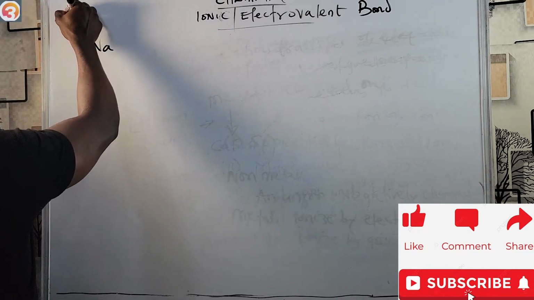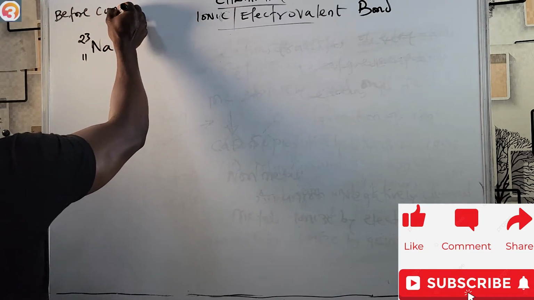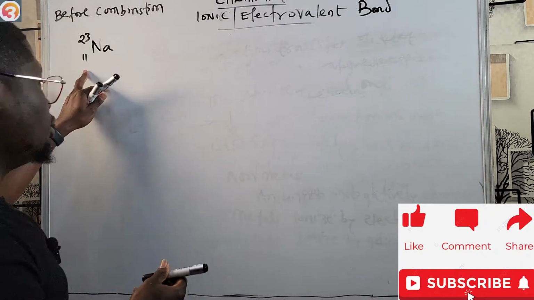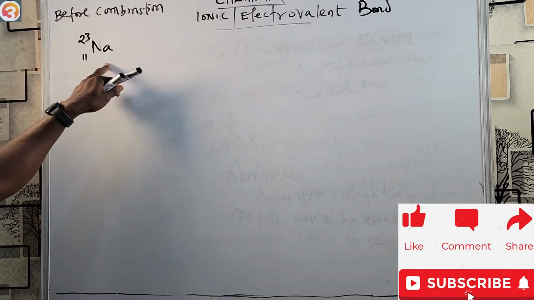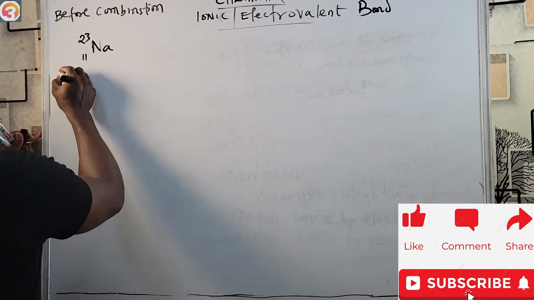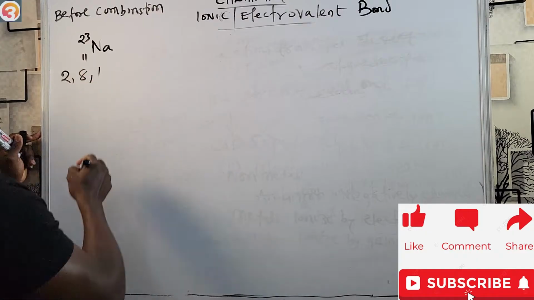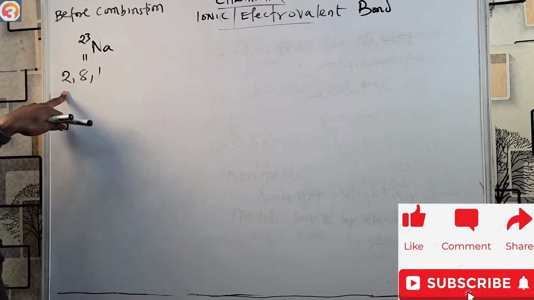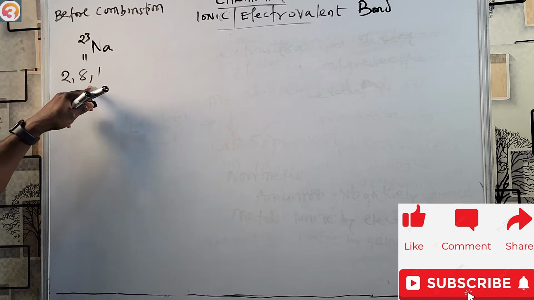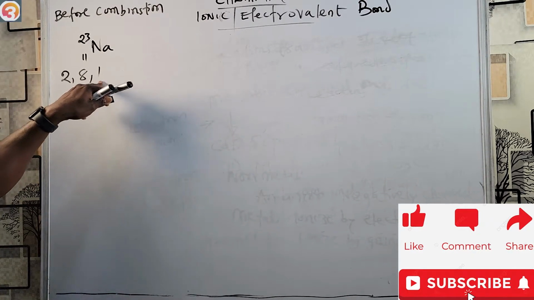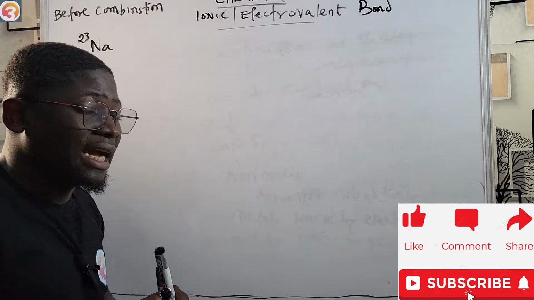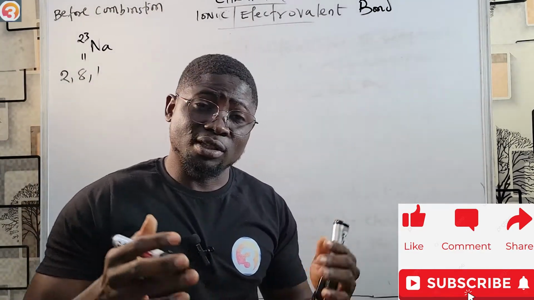Before they combine, this is sodium 23, atomic number 11. Now what happens? This can be broken down into 2, 8, 1, isn't it? That means it has 2 electrons in the K shell, 8 in the L shell, and in the M shell it has 1. So we can use the electron dot and cross method in this case.